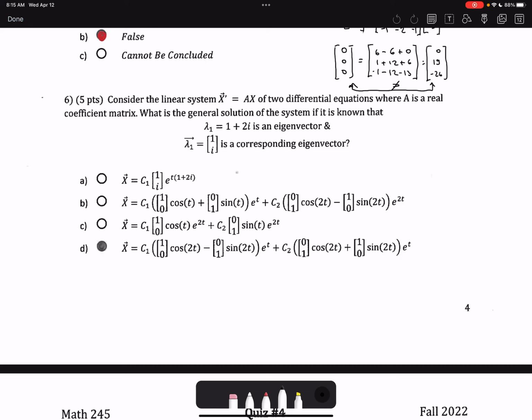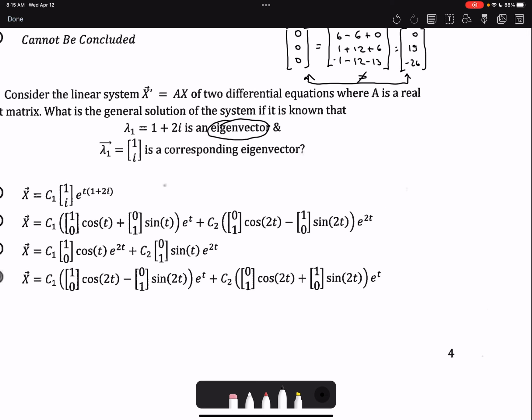Consider the linear system x prime equals Ax of two differential equations, where A is a real coefficient matrix. What is the general solution of the system if it is known that lambda 1 is equal to 1 plus 2i is an eigenvalue, and this is the corresponding eigenvector? I think they meant to say this is an eigenvalue, and this is the corresponding eigenvector.